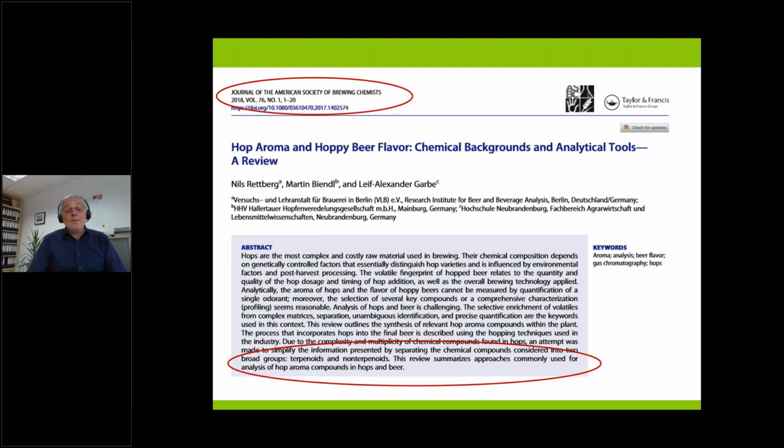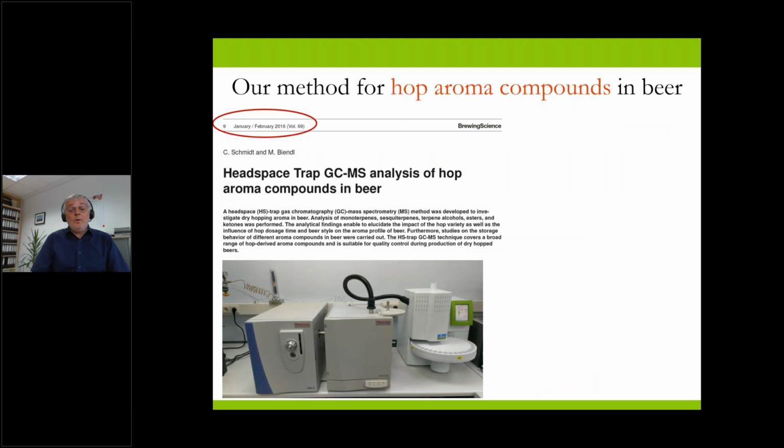For those who are interested in some background information on the pros and cons of different methods, I can recommend this article. In our house, we had already decided before this review paper that we would go for a headspace trap GC-MS analysis of hop aroma compounds in beer. We published this method in the Brewing Science journal in 2016.